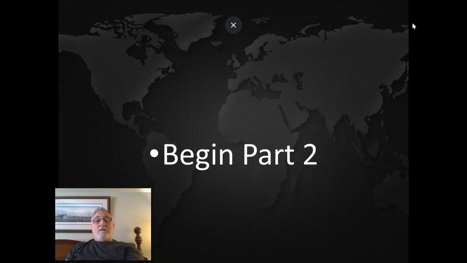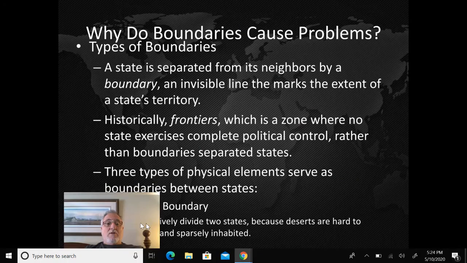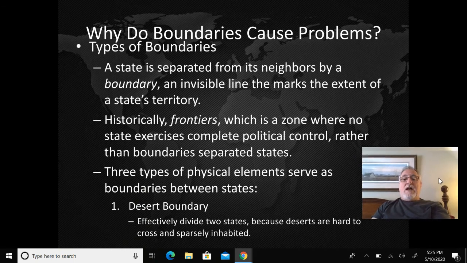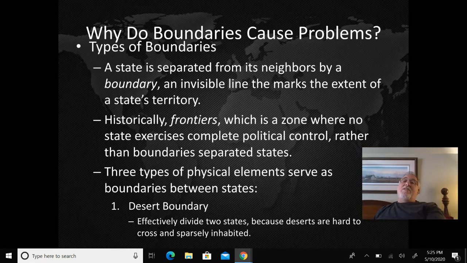All right. Here we go. So boundaries. Now we start part 2. A state is separated from its neighbors by a boundary. A boundary is an invisible line that marks your territory. It's invisible, but it is a formal region, because a boundary is a boundary. And even though you can't see it on the land, every time you cross the state line and enter a new state, you're given a welcome sign, so you know it's there.